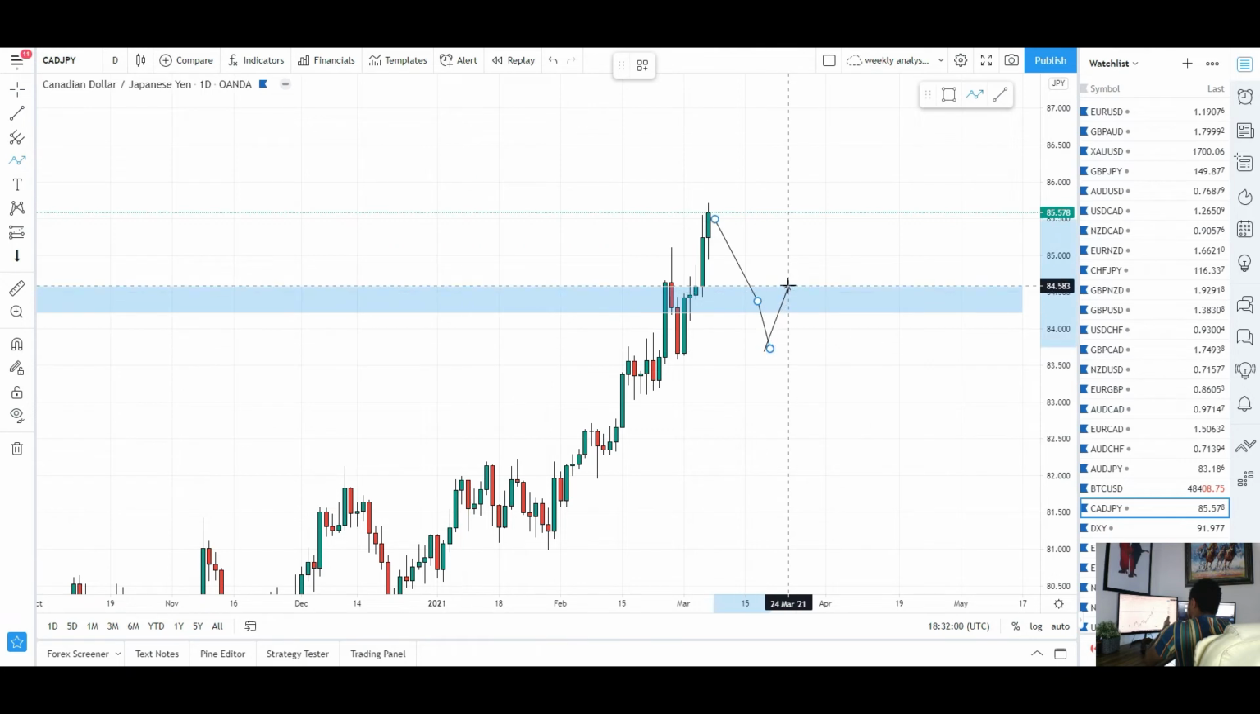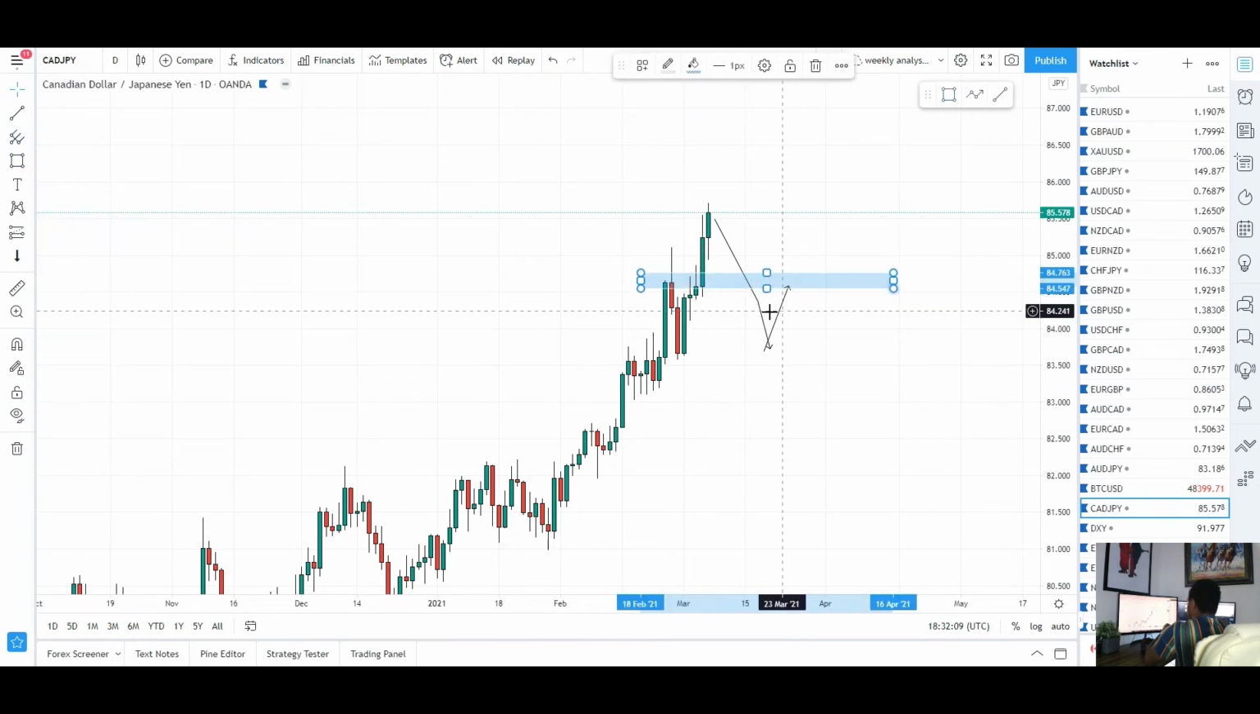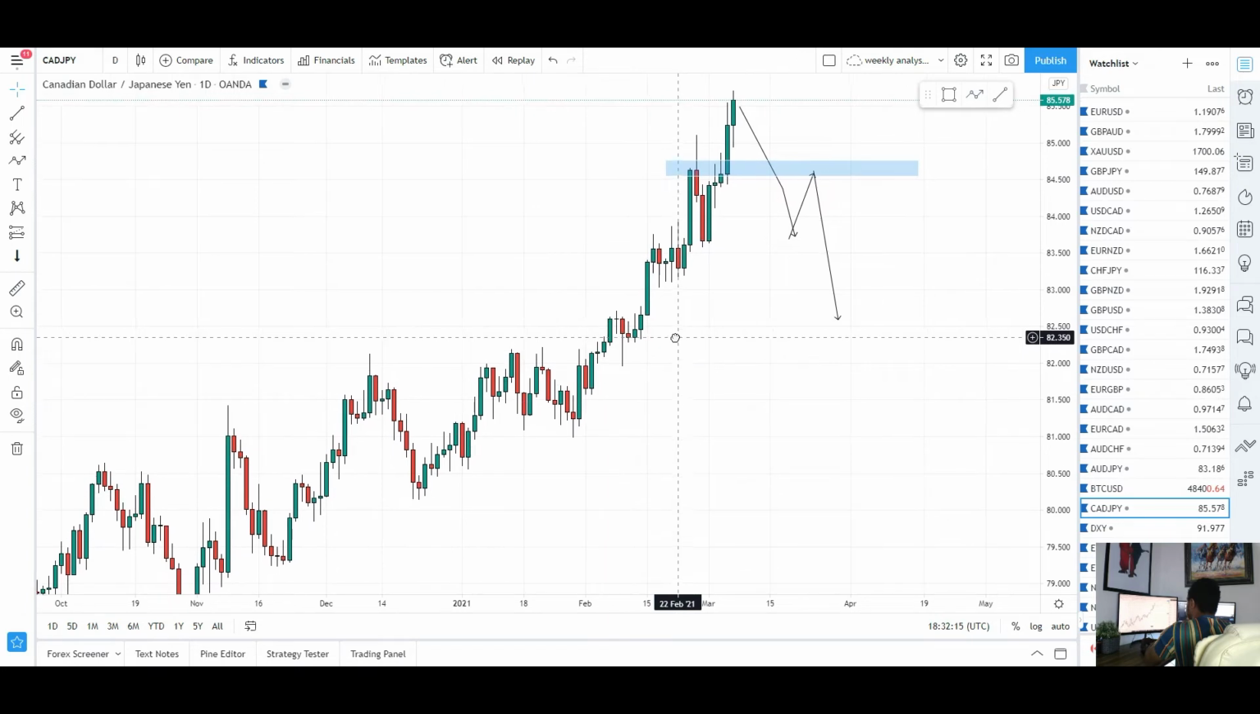You can be looking for shorts around here, potentially giving us a bit of a head and shoulders at that point. So if I move that level, you can see there's a resistance. So if you come back below, retest that resistance, give us that head and shoulders, and from there we can see a nice move to the downside for CADJPY.